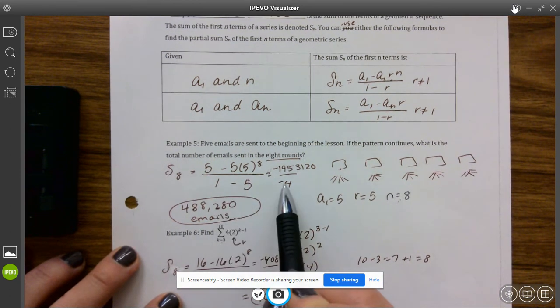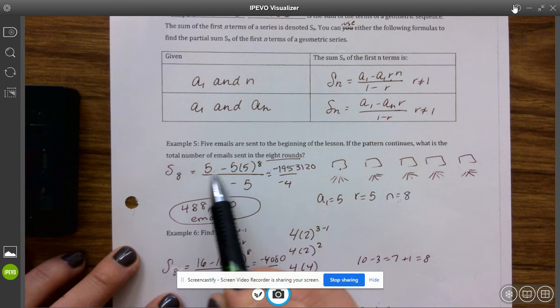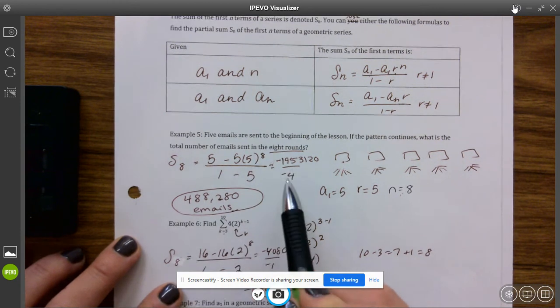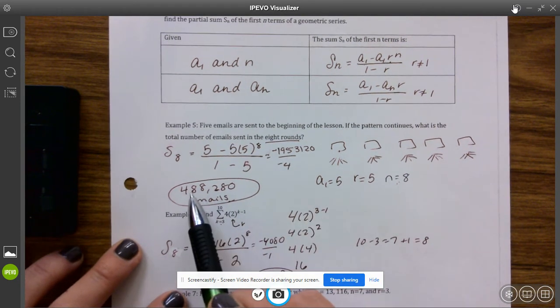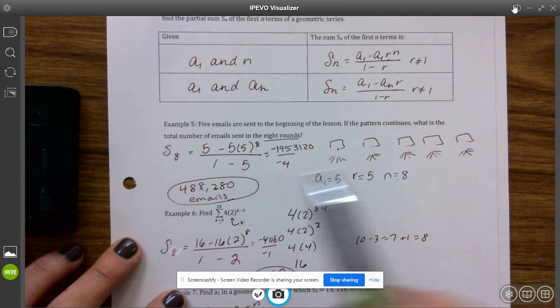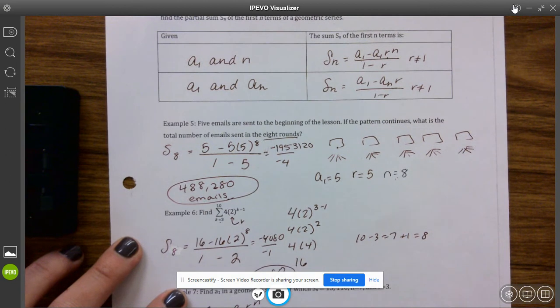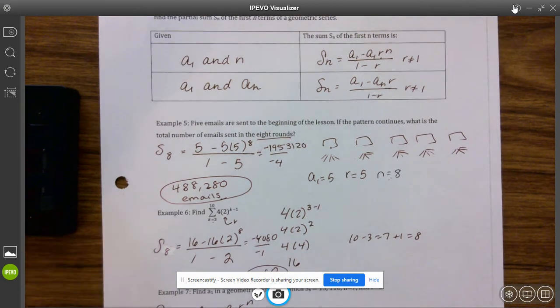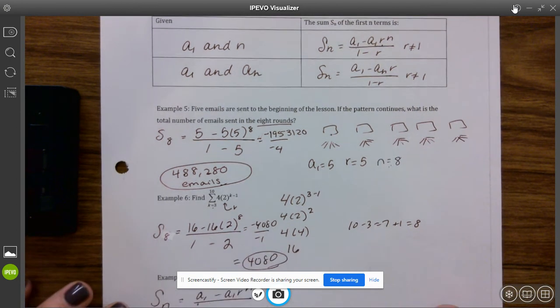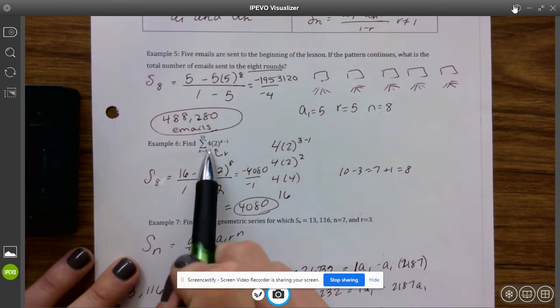1 minus 5 is negative 4. I just simply simplify the top, I wrote it down, divide. That means it'll be 488,280 emails. Okay, you can pause the video, stop and write it down and do it yourself.